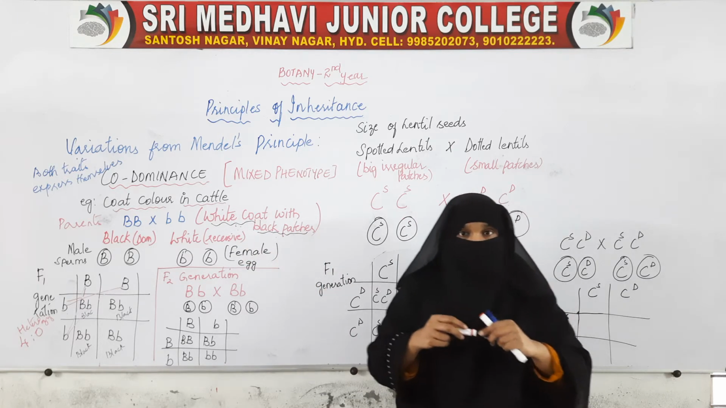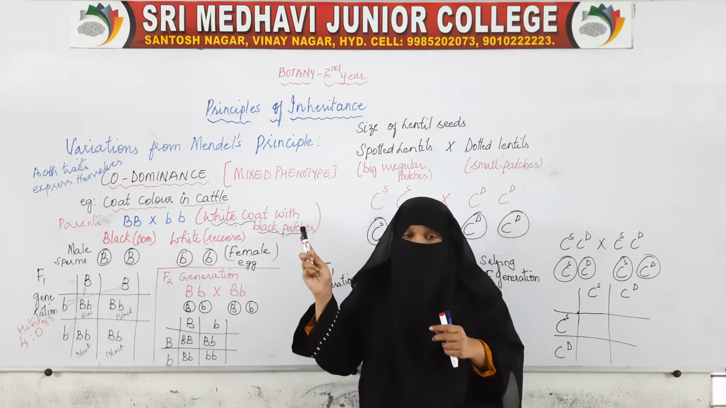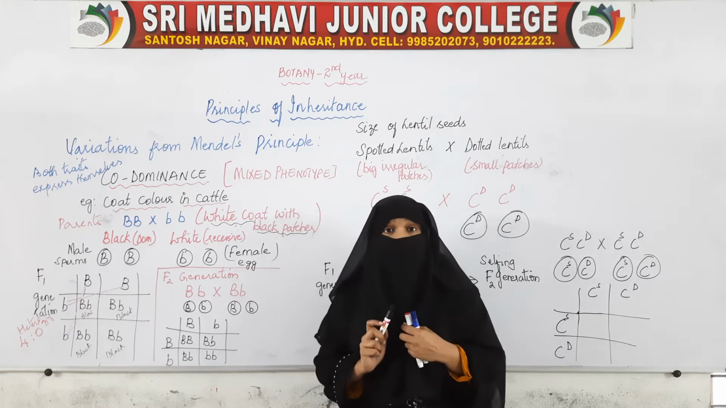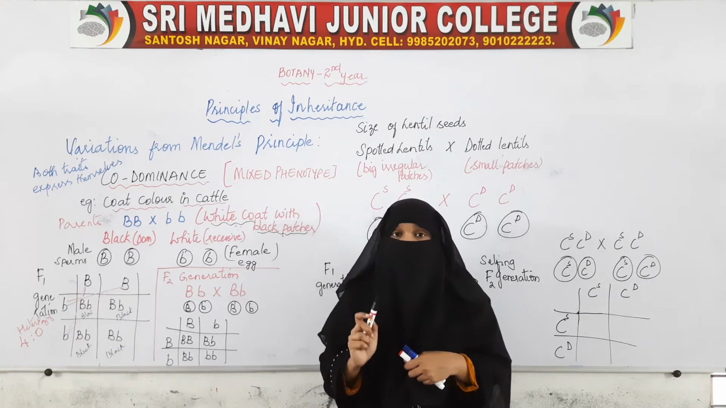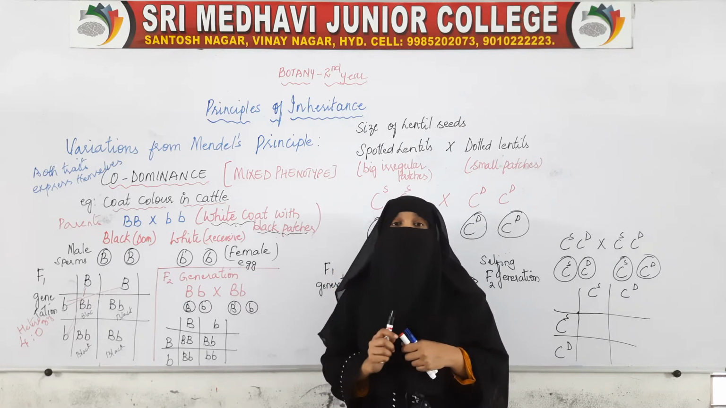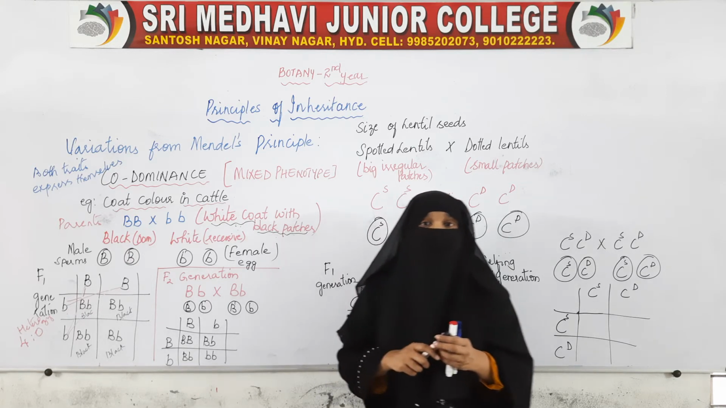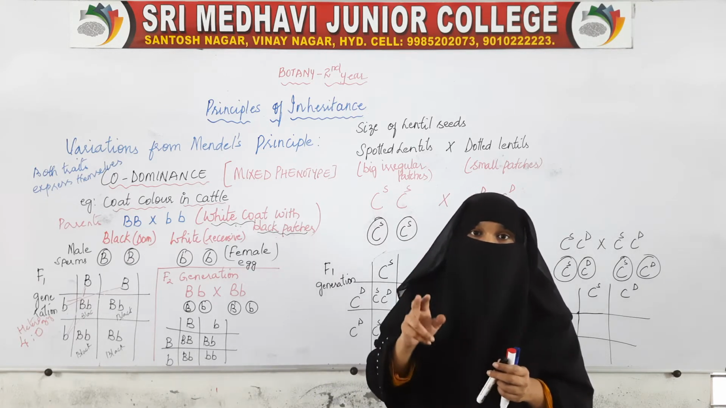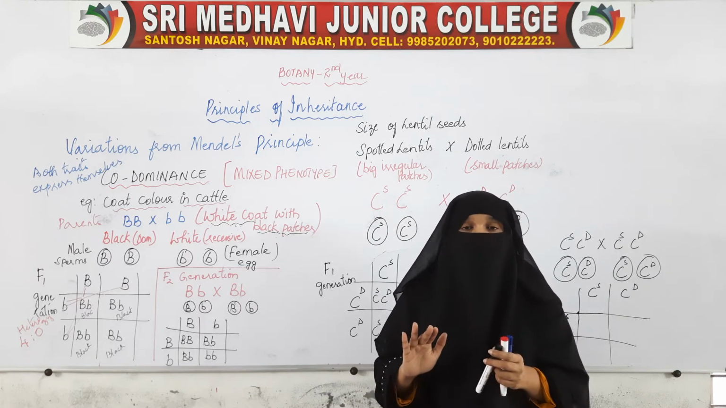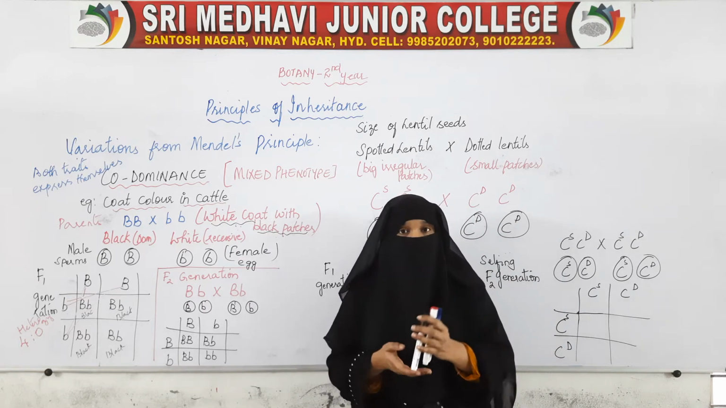According to Mendel, in the first generation, only black should have been expressed. White should not have been expressed as white is recessive. White will be suppressed by black color. Black color will suppress white color. But here none of the characters are getting suppressed. Both of them are getting expressed.